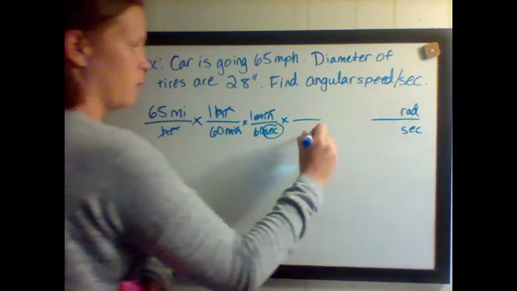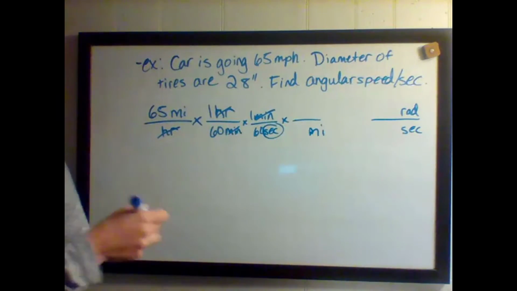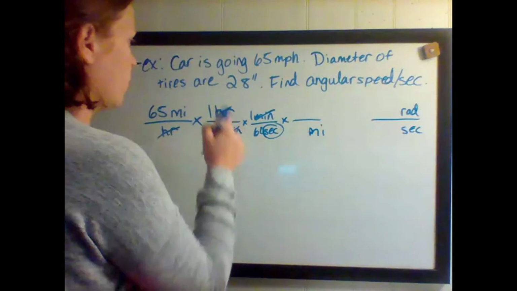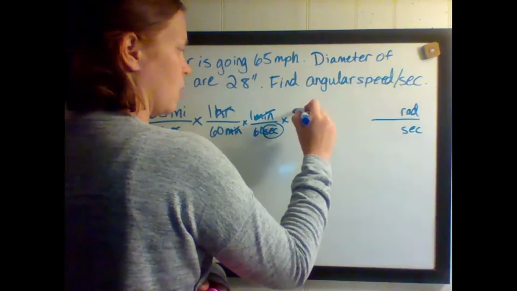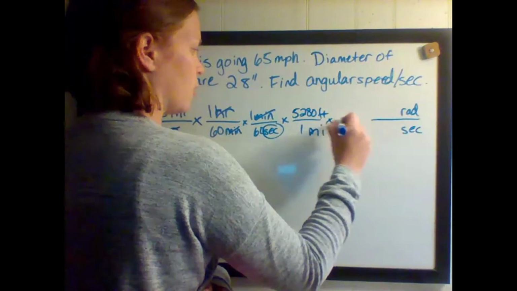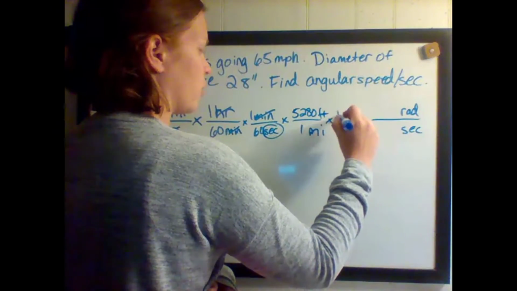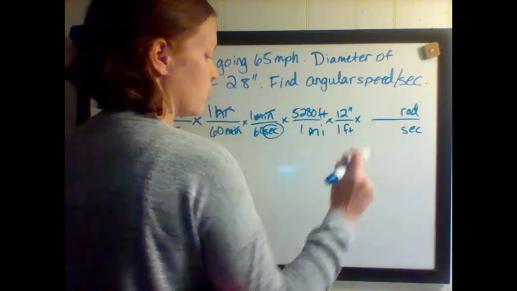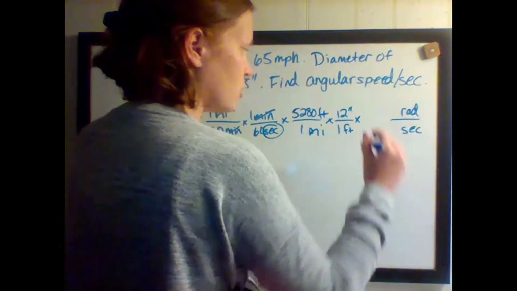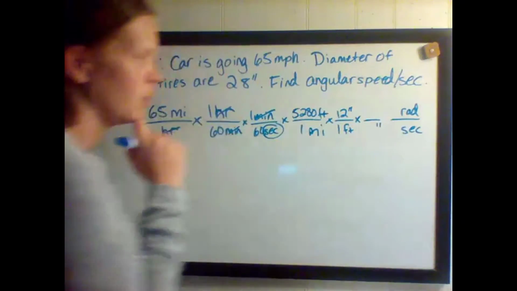So now, miles. Somehow I have to get from miles to how many radians that is in this case. I see inches. Let's get to inches. 5280 feet in a mile. 1 foot is 12 inches. So now I have to figure out inches to radians.